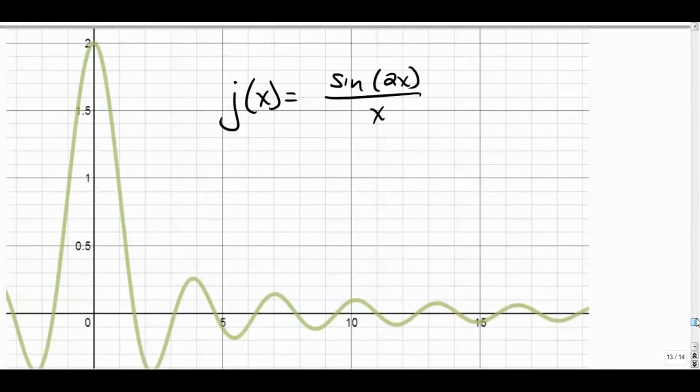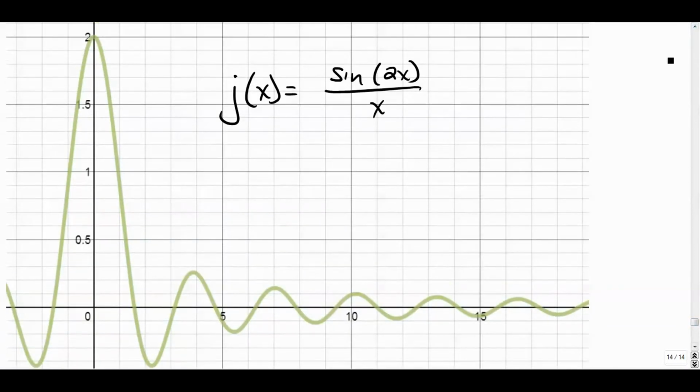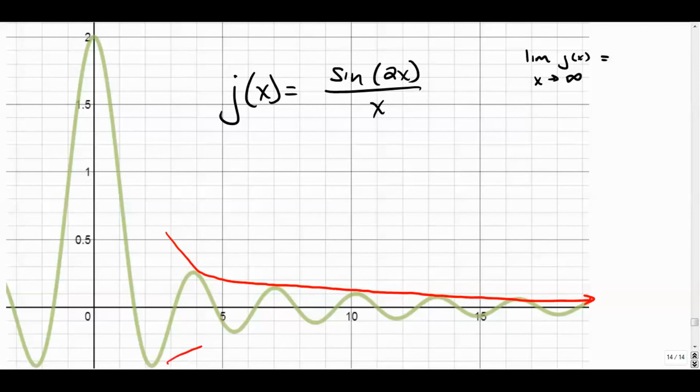Let's come back to this trig function. Looks a little bit like the one we saw above. So here we have sine of 2x over x. I'm looking for the limit of the function, I'll write it down here, the limit of j of x as x approaches infinity. It looks to me like they're following some sort of very basic path. Notice these amplitudes are getting smaller and smaller. They're squeezing together, which means they're approaching 0.